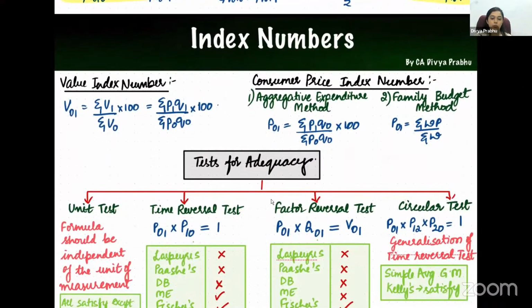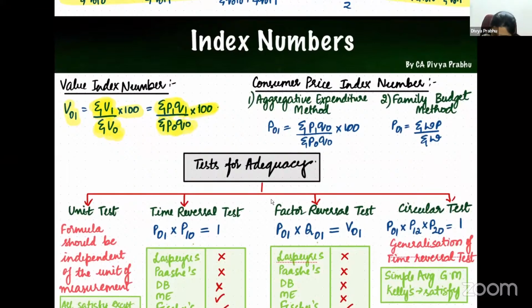Next, value index number. Value index number is nothing but V01 is equal to summation V1 by summation V0. Value of current year divided by value of base year into 100. Now, what do you mean by value? Value is nothing but price into quantity. That's why it is summation P1 into Q1 divided by P0 into Q0. That is current year price into quantity divided by base year price into quantity. That's all, into 100. Got it?